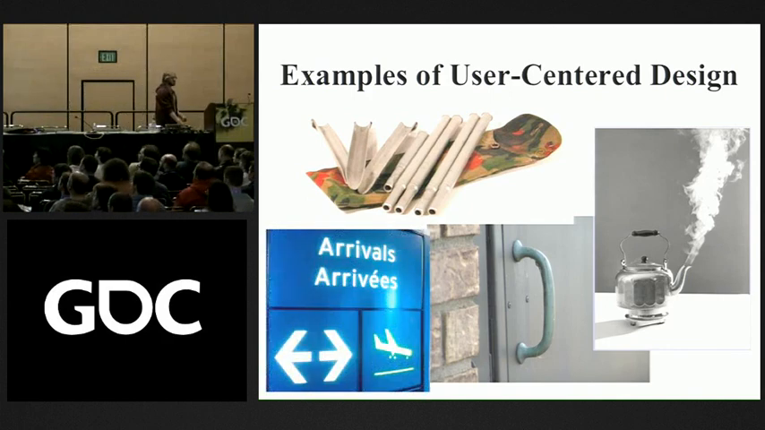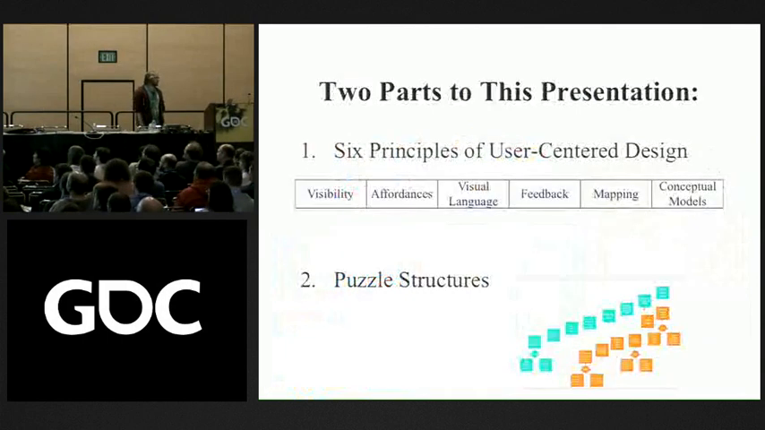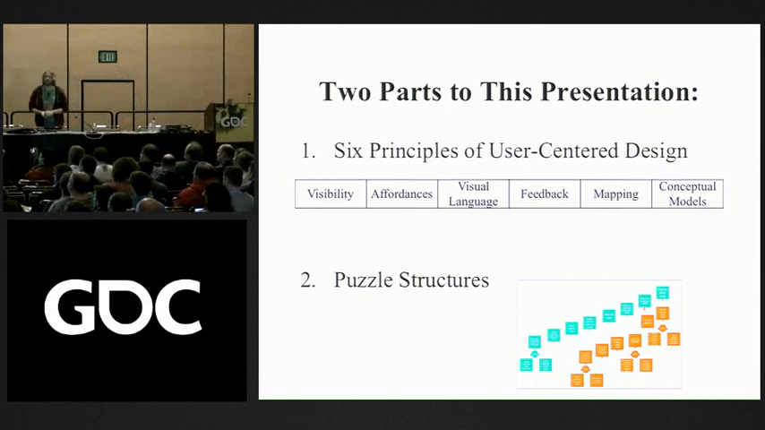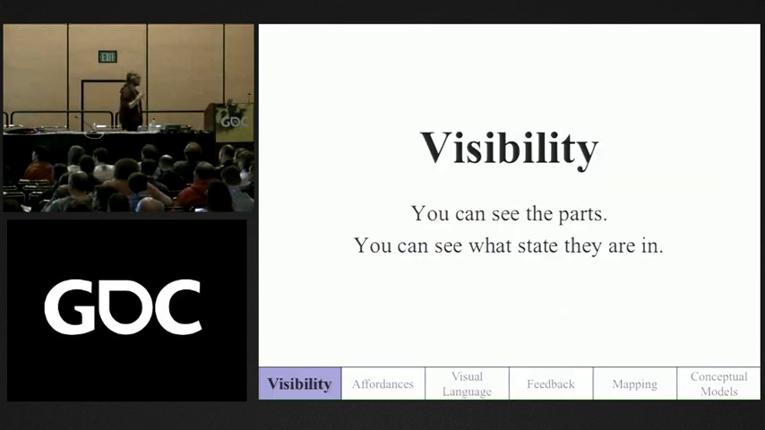It also applies to situations, not just objects. Like if you're at the airport and you find your gate really quickly, that's good user-centered design. So that's the type of UI design we're going to be talking about, because it applies to practical objects in the real world, and that's a lot like puzzle design. There are two parts to this presentation, wrapping up the intro now. Part one covers six principles of user-centered design, and then there's something called puzzle structures that I'm going to talk about. These are both adapted from Norman's book, but I did a fair amount of adaptation, because in some cases his material didn't apply all that well and needed some rework.